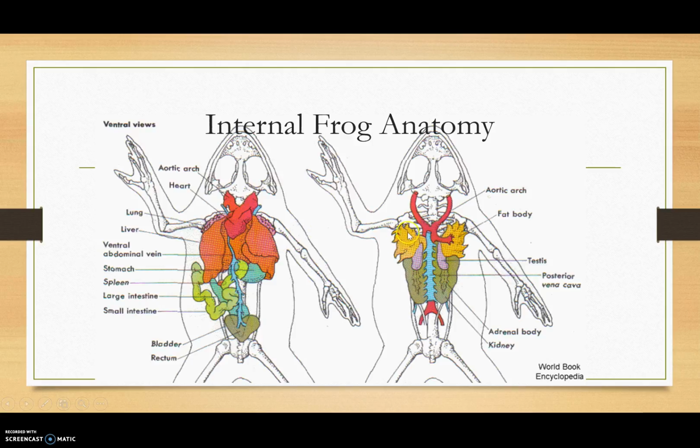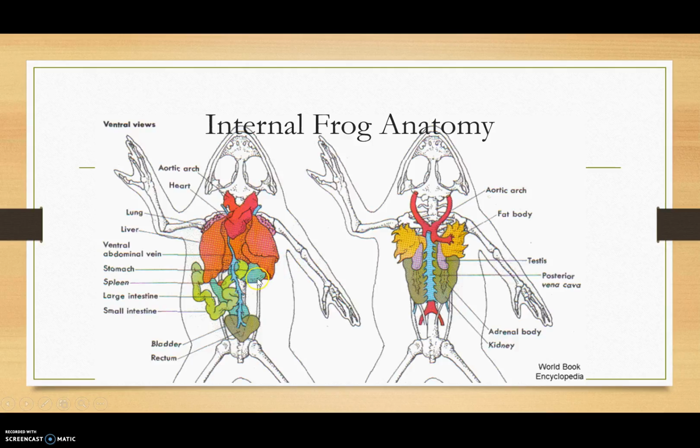Now here we have these little fat bodies. Remember, they were the little yellow finger-like projections that you saw in your frog, and their function is to help in terms of hibernation and mating. So the fat bodies assist with hibernation and mating.